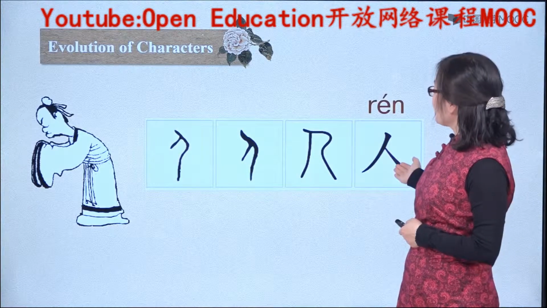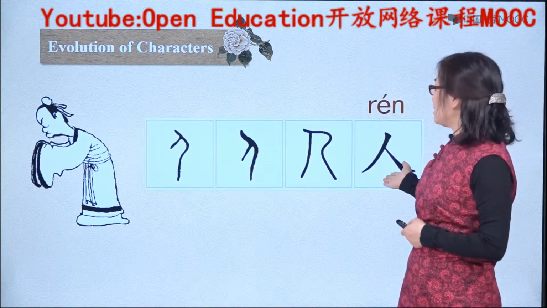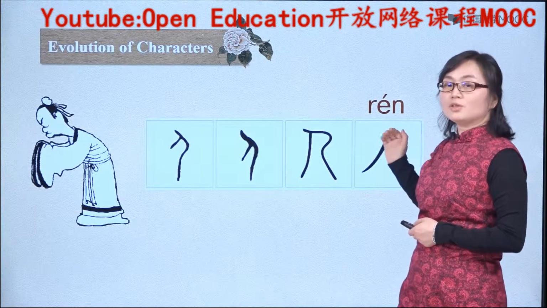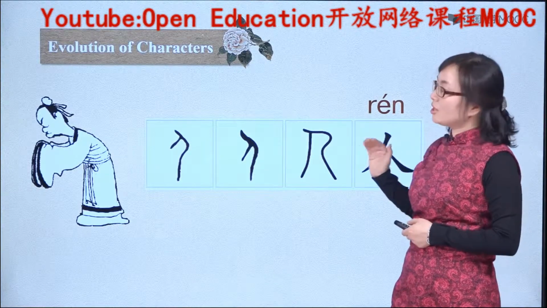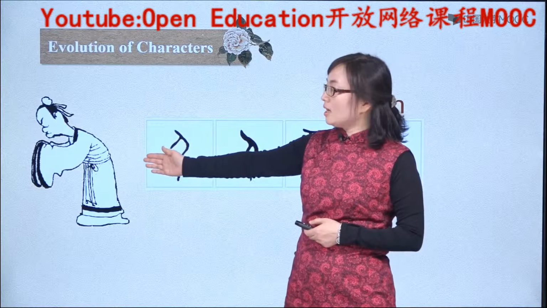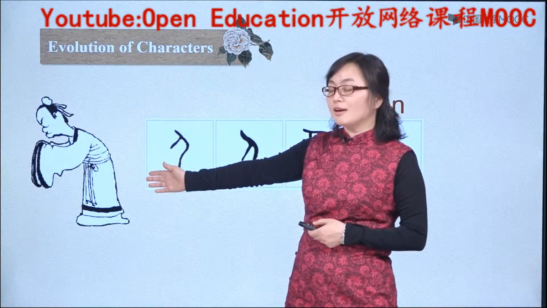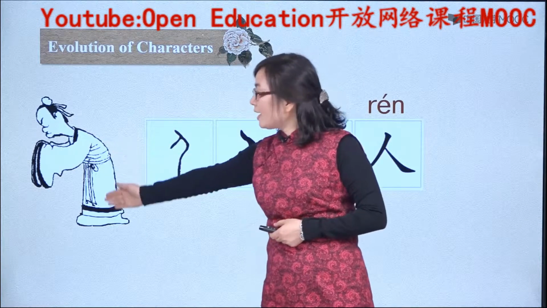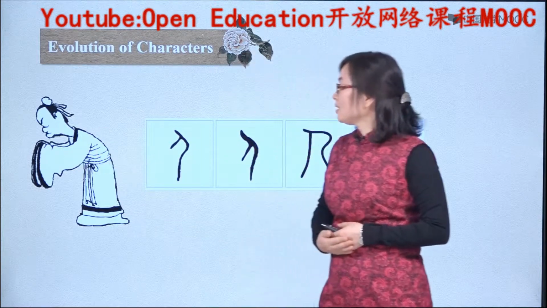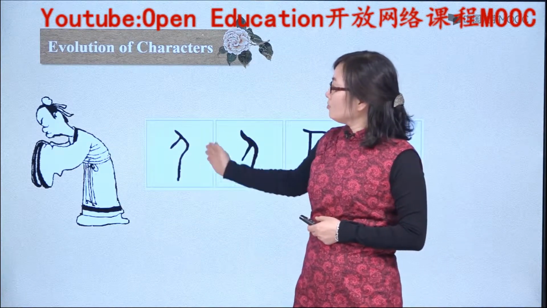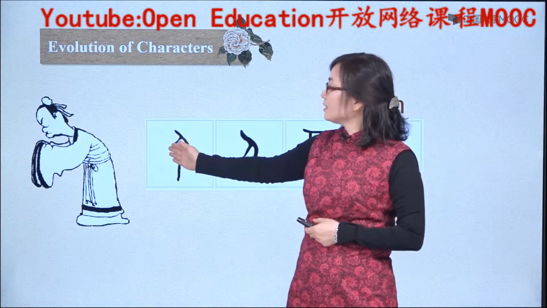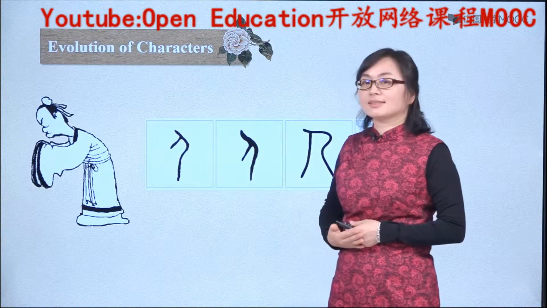So this is the modern character meaning person, pronounced as 人. This modern character started from the image of a person standing there. The focal points are legs and arms. And look at this, this is the earliest style. And you may find the arms and legs.